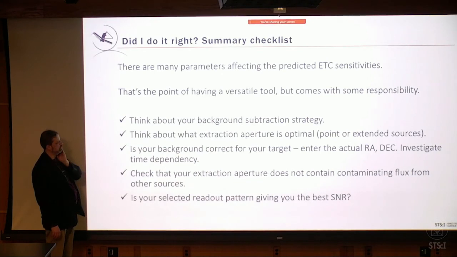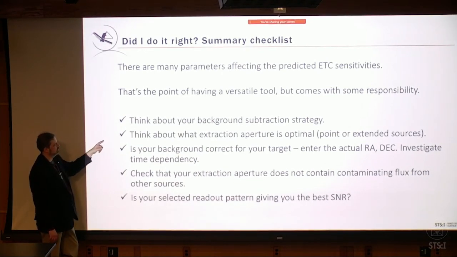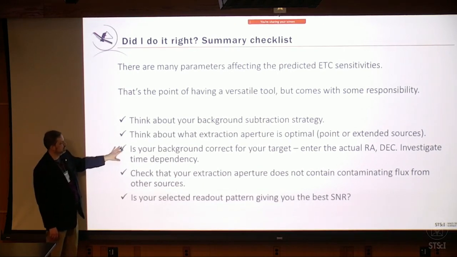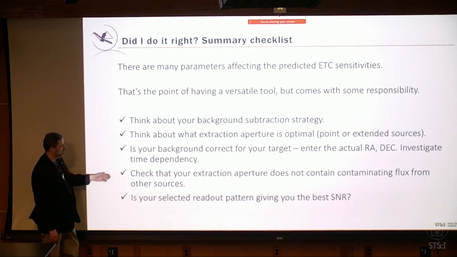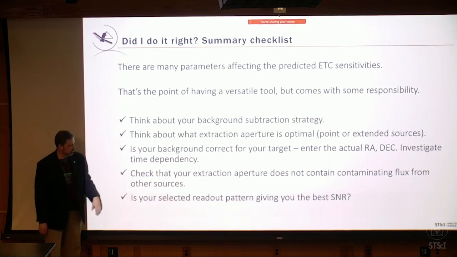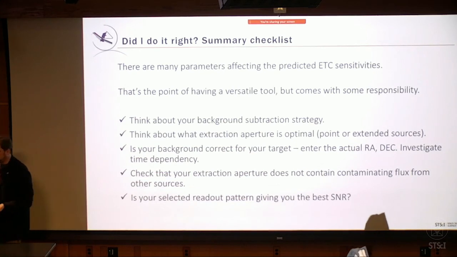Think about your background subtraction strategy. It does change things significantly. Think about what extraction aperture is optimal for you, whether you have points or extended sources. Think about whether your background is correct for your target, right? And that's a function of pointing and time. So check that your extraction aperture doesn't contain contaminating flux from other sources. And think about your selected readout pattern, whether it indeed gives you the best signal-to-noise ratio.